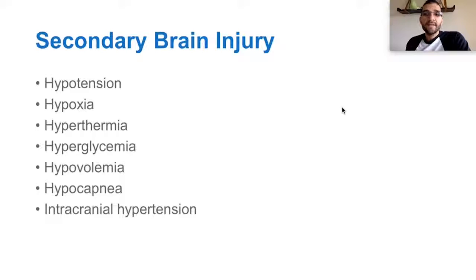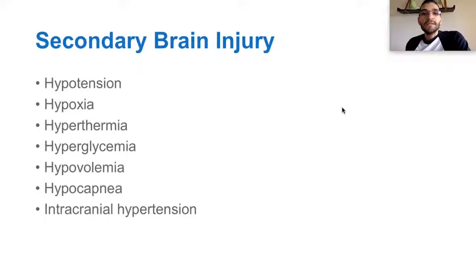We also know that hyperglycemia is not good in the setting of acute brain injury. We have an increase in intracellular acidosis of the brain cells. Hypovolemia is self-explanatory. If you're hypovolemic, you are at increased risk of developing ischemia to the brain because you have decreased blood flow. The other thing is hypocapnia.